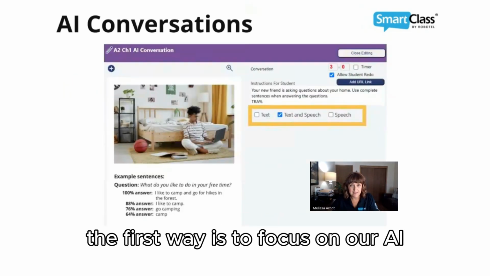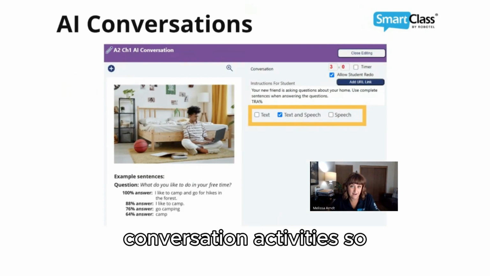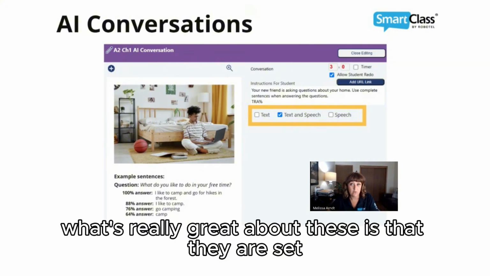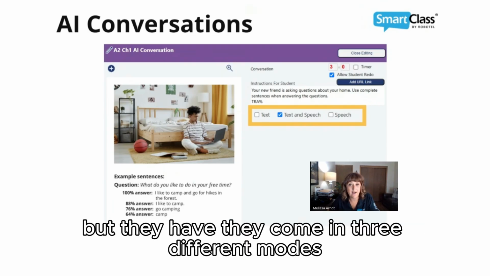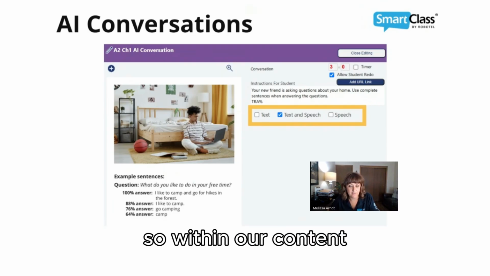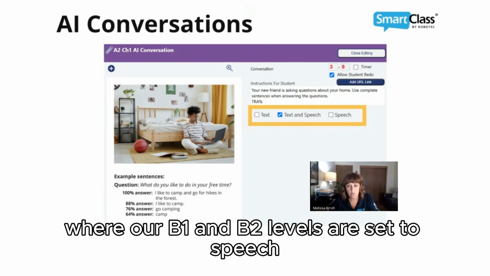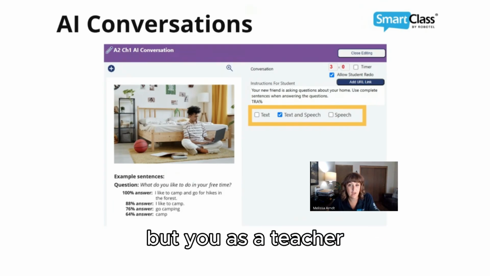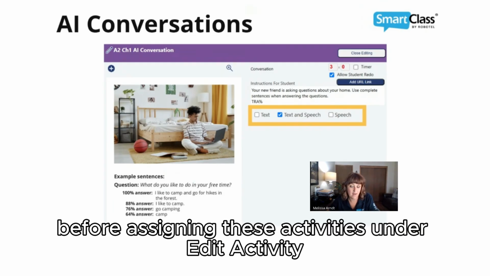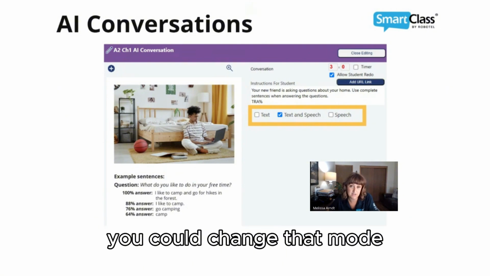The first way is to focus on our AI conversation activities. What's really great about these is that they are set, but they come in 3 different modes. So within our content, our A1 and A2 are already set to text and speech, where our B1 and B2 levels are set to speech. But you as a teacher, before assigning these activities, under edit activity, you could change that mode.